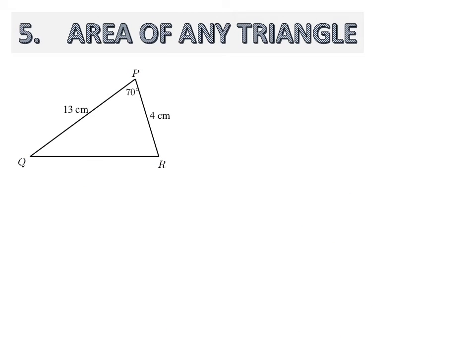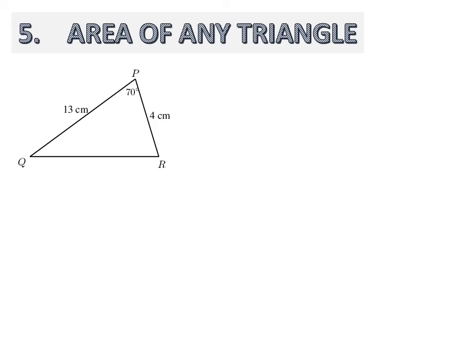Okay, so the final way that we can use trigonometry is to find the area of a triangle, and we always want the exact same setup we've got here, so we want two sides and the angle that is between them. So if I knew the side QR instead of PR, then it's not going to work. It has to be the two sides and the angle that is between them.